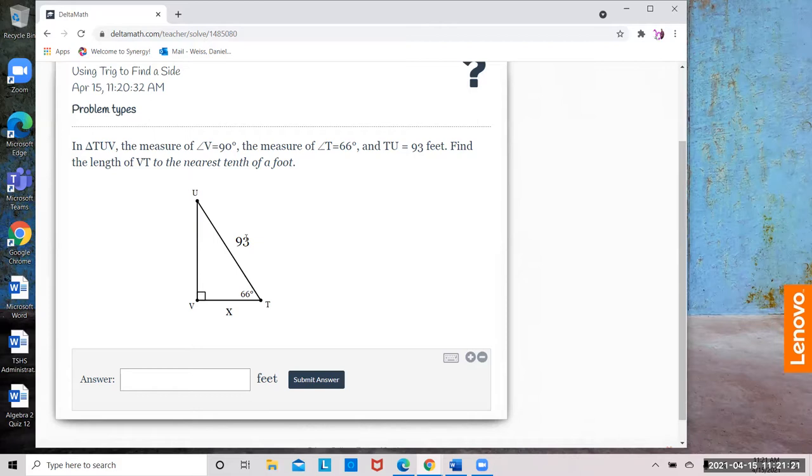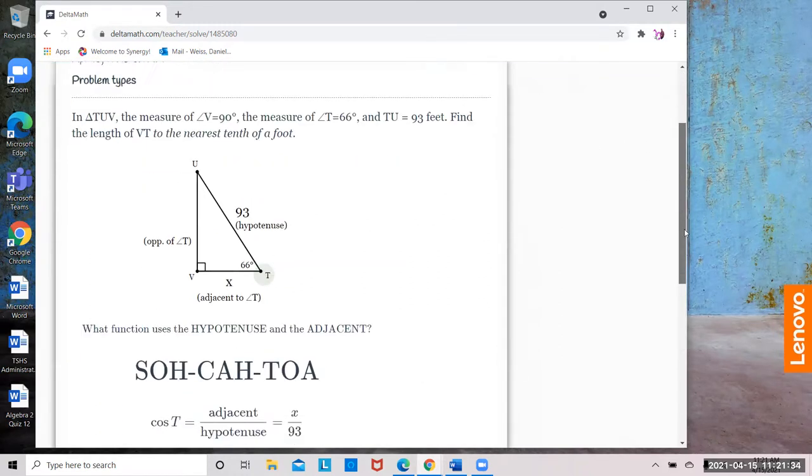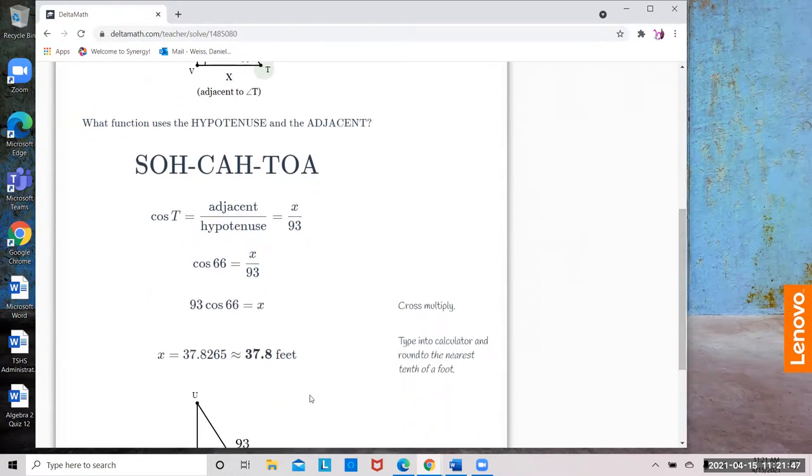Cosine. So we're going to do cosine 66 equals X over 93. Cross multiply: 93 times cosine 66. You do that on your calculator, you'll get 37.8. Yeah, I got that. Good.